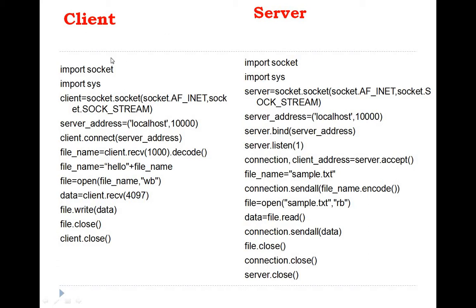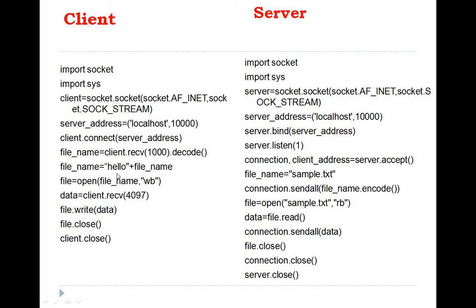Okay. Coming to the client side, as usual, we are importing the socket library and sys library, and then I'm creating an instance for the client. I'm setting the server address to be localhost, 10000. Now I'm connecting this client to the server. First, I'm receiving the file name from the server using the receive command. The buffer size I'm giving here is 1000. Here you can see sendall of file_name.encode, so the message is encoded and sent, and the client will receive the file name and store it in file_name.